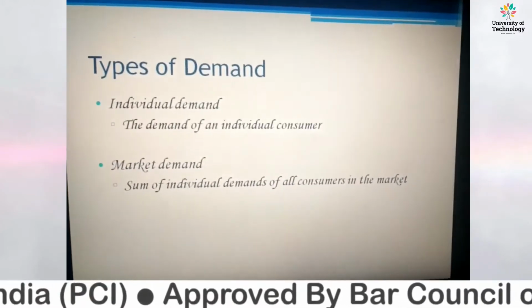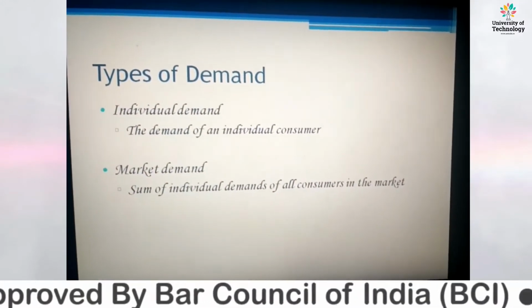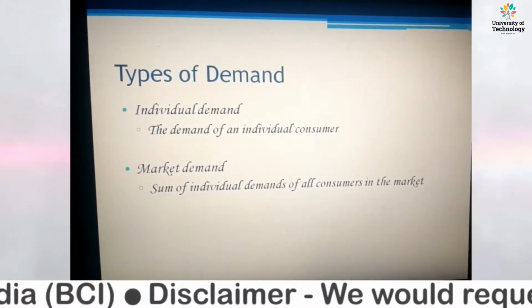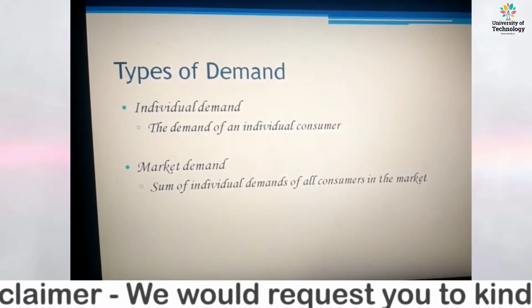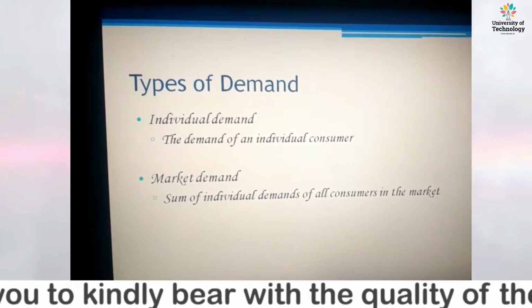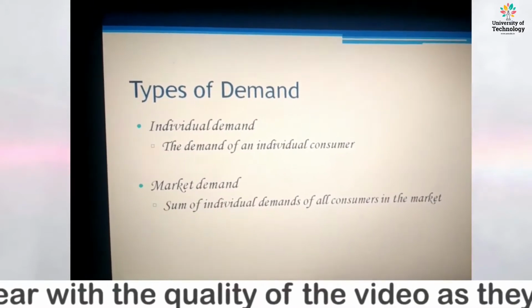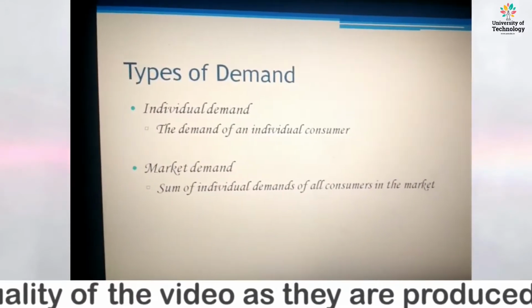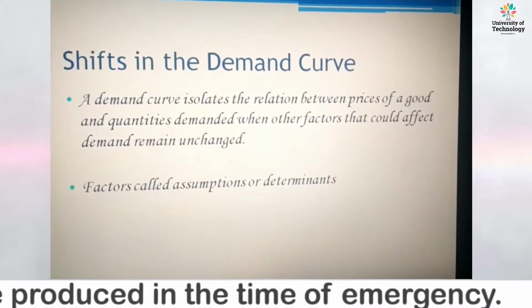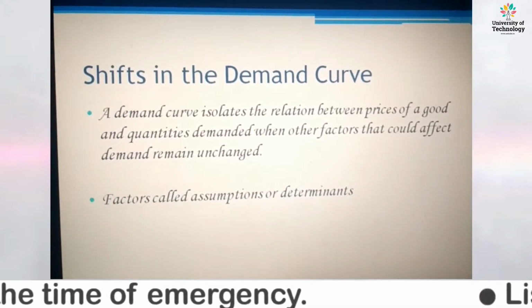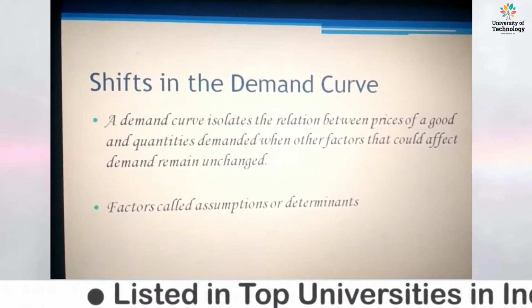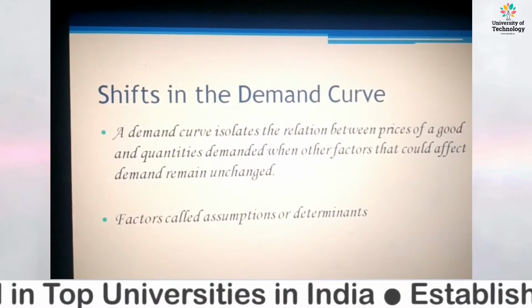Now in the next part, what are the types of demand? The first is individual demand, and the second is market demand. Individual demand is the demand of an individual customer or consumer, but market demand is the sum of the individual demands of all consumers in the market. Now, the demand curve shifts, depending on the price of the goods and the quantity demanded at a particular time when other things remain constant.